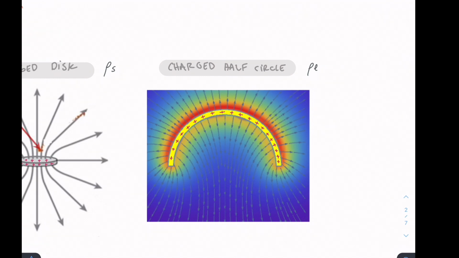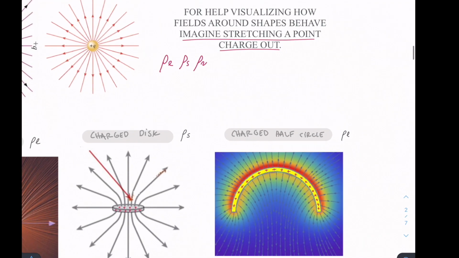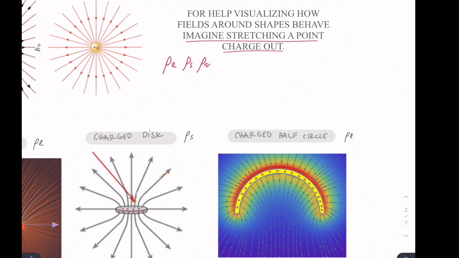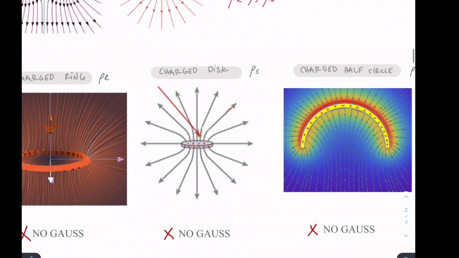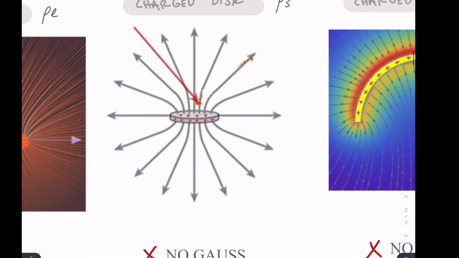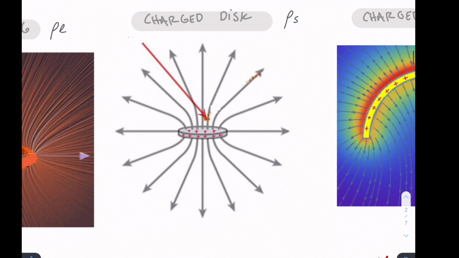If you have trouble visualizing this, hopefully this will help, but I think it always helps to imagine it as a point charge and think about stretching that point charge out and trying to force the ends towards each other and how it would resist that change. So one example here is a charged disk. This is almost like a stretched out point charge.